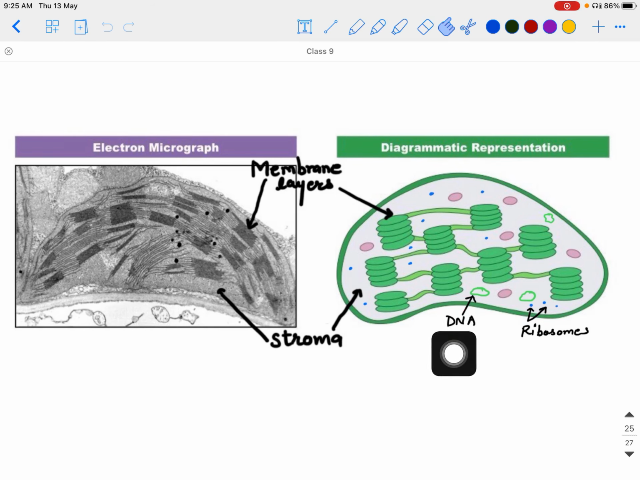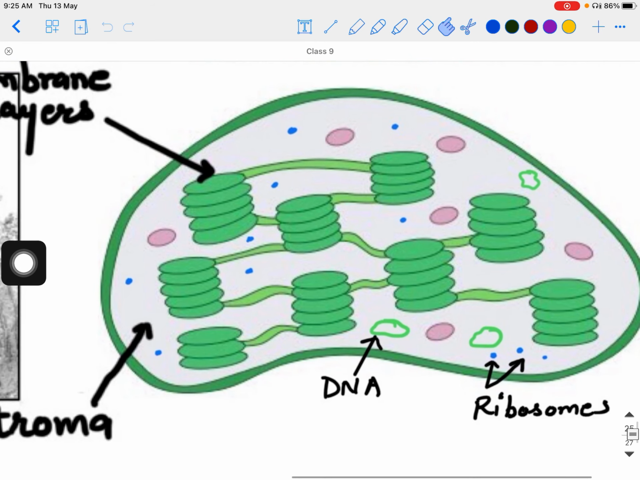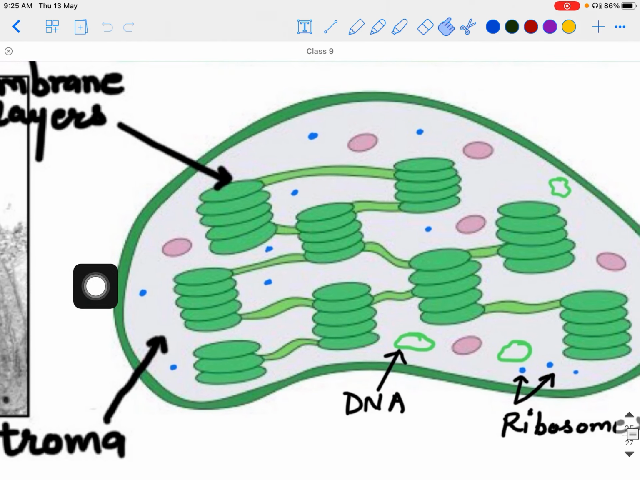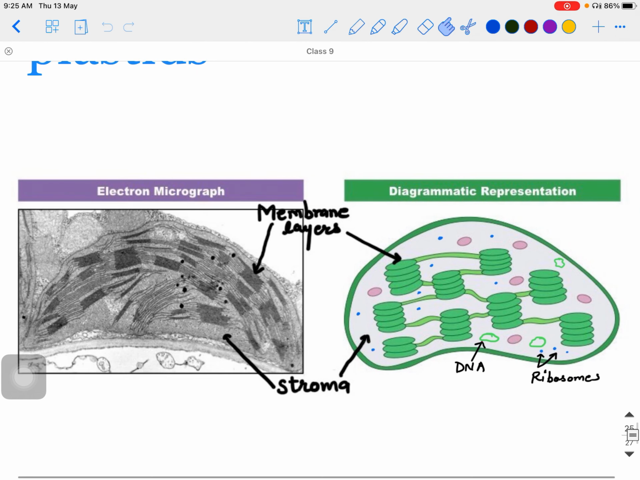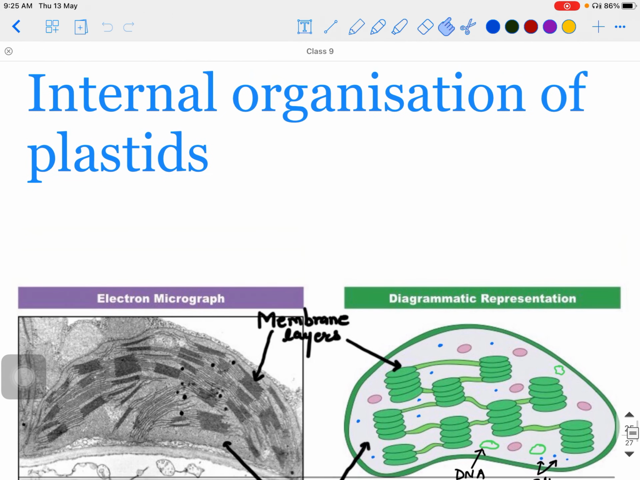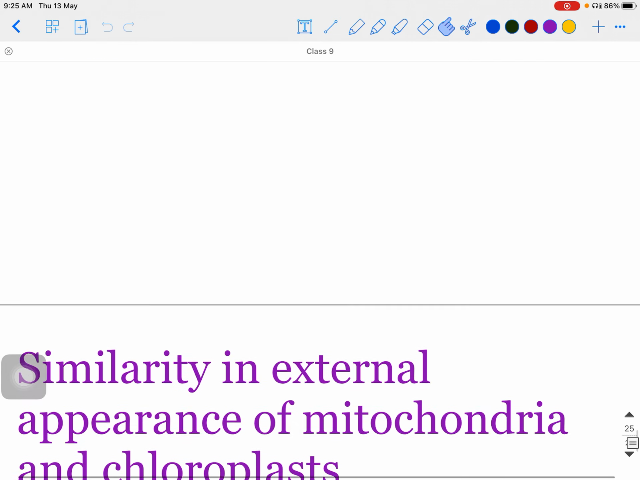contain their own DNA. So this is the simple structure of the chloroplast and it is enclosed in a membrane layer. This is the membrane, and the membrane is double in nature. So there will be an outer membrane and an inner membrane. Just like the nucleus and the mitochondria, the membrane of chloroplast is double in nature. So this is the internal organization of plastids.